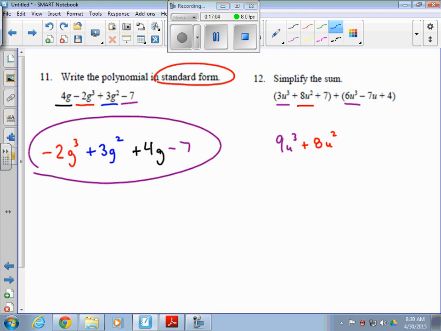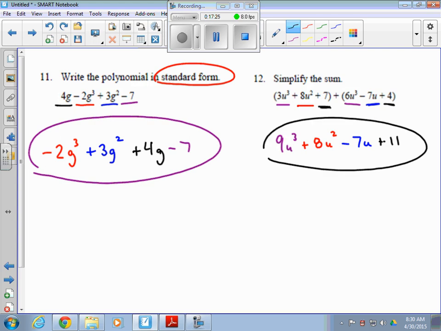The next biggest exponent is u to the first power. There's only one of those. So we put plus a negative 7u, which means minus 7u. And you finish it off with the constant term, 7 plus 4. There are two of those. And 7 plus 4 is a positive 11. That's adding the polynomials.